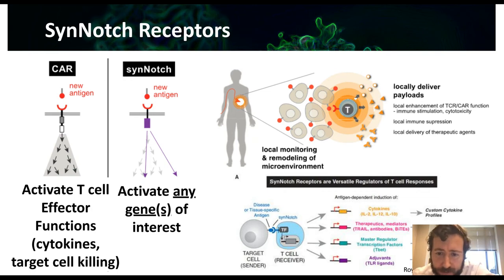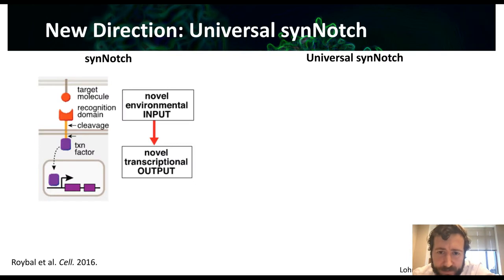And so what we wanted to do was see if we could make T cells that had universal SynNotch receptors, to provide some of the benefits of the universal CARs to the SynNotch receptor technology. Again, this is the way the SynNotch receptor works. It takes a novel environmental input and leads to a novel transcriptional output. Upon binding to the target antigen, the receptor will get pulled and then cleaved and release a transcription factor to turn on that designer gene program.